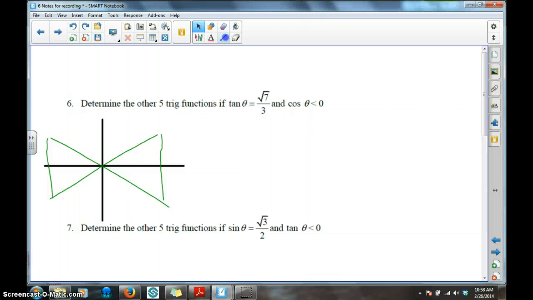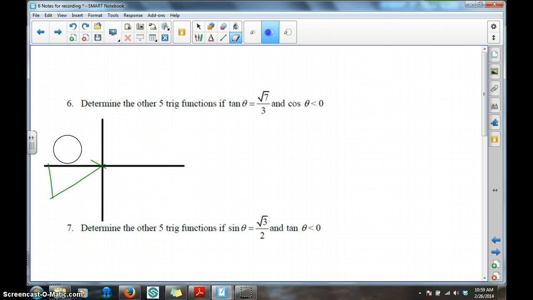Tangent is positive in 1 and 3. Cosine is negative in 2 and 3. 3 wins. So I'm going to get rid of these. And I'm back in quadrant 3. And now I'm going to focus my attention on this angle right here, and I'm going to label the opposite side with a red 7 and the adjacent side with a 3.